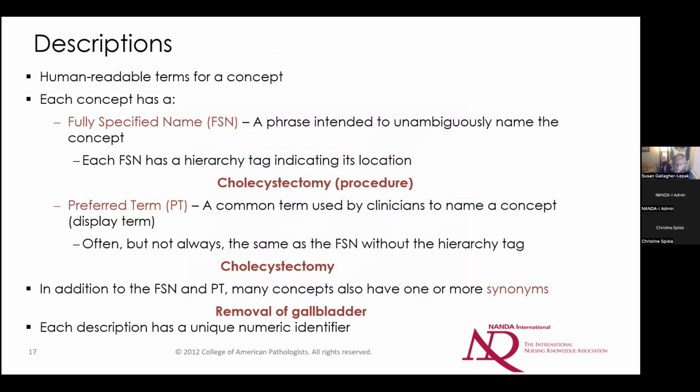The description is the human readable term for the concept. Each concept has a fully specified name, and that fully specified name unambiguously names that concept. The fully specified name also has the hierarchy tag, which tells you what hierarchy this concept resides in. We're going to talk about the hierarchies a bit later as well, because that's important. We also have a preferred term, and the preferred term is most often that fully specified name without the hierarchy tag, but there are some instances where the preferred term is going to be different than the fully specified name, and I have an example of that.